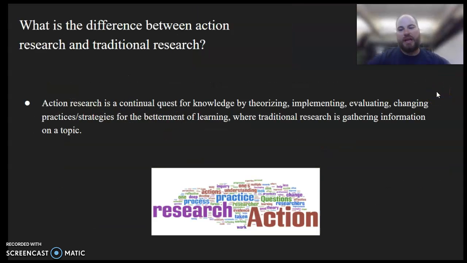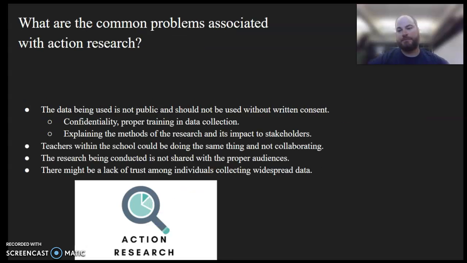The difference between action research and traditional research is that action research is a continual quest for knowledge and theorizing, implementing, evaluating, changing the practices that are in place now for the betterment of learning, compared to traditional research, which is just gathering information on a certain topic.